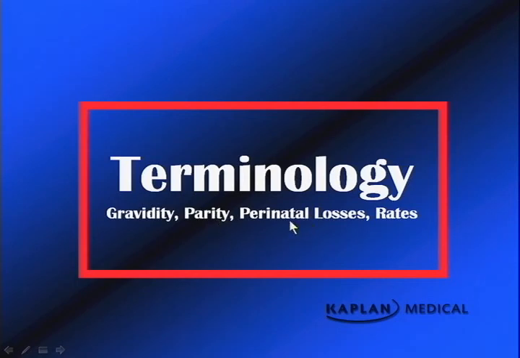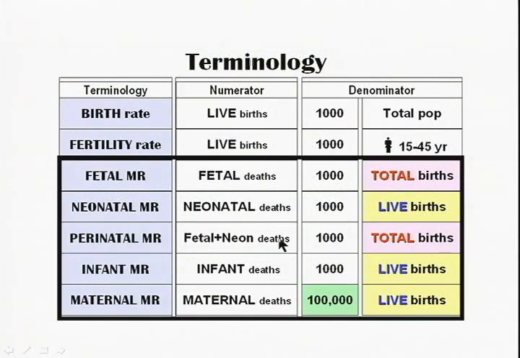Let's look at perinatal losses and perinatal loss rates. This is in your notes, and we look at various concerns. We look at fetal mortality rate, neonatal mortality rate, perinatal mortality rate, infant mortality rate, and maternal mortality rate. What we're looking at with birth rate is a number of live births. With fertility rate, we're looking at live births also.